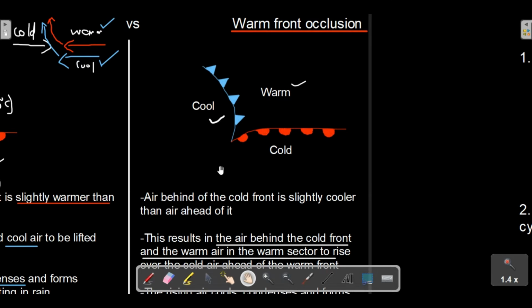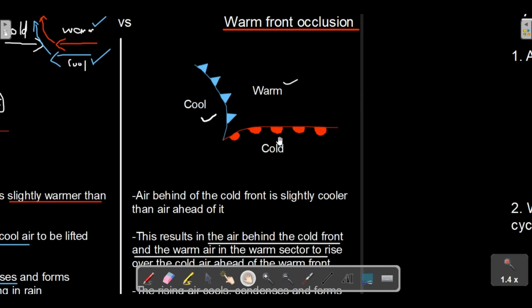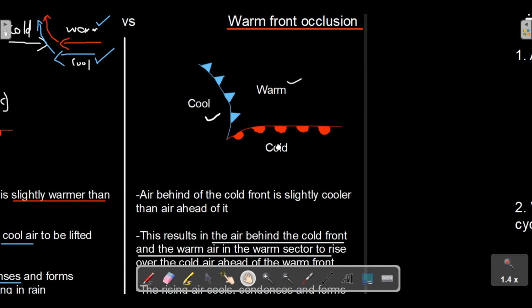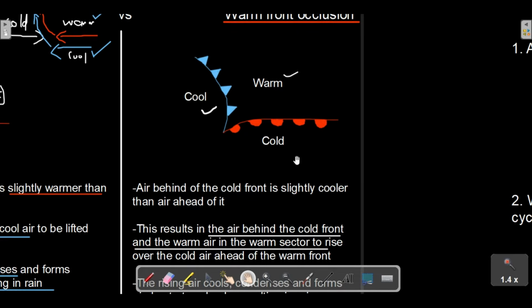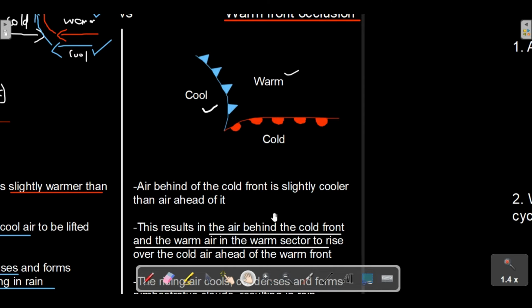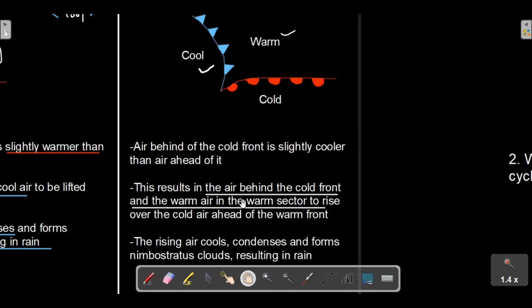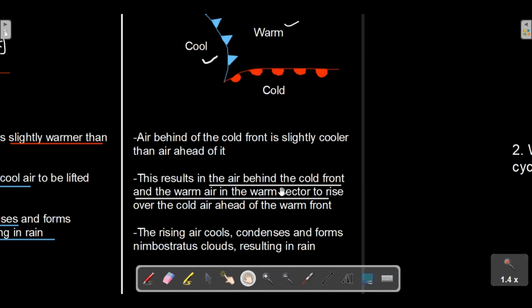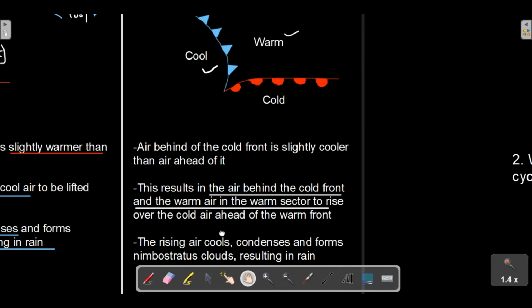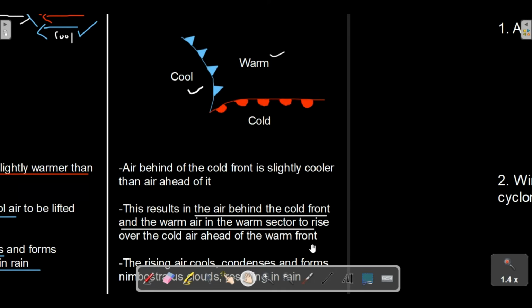Okay, but you just have to really get a hold of it. Know the front of which front, and of course the behind of which front. Okay, like that. So you should be able to describe it on your own using your own words. Okay, you don't have to copy this or anything. Right, so this results in the air behind the cold front and the warm air in the warm sector to rise over the cold air ahead of the warm front.